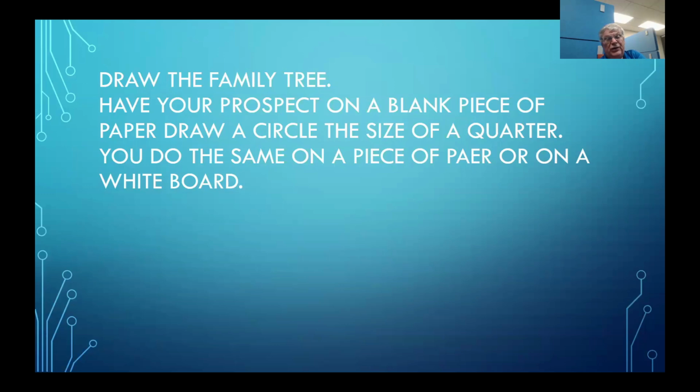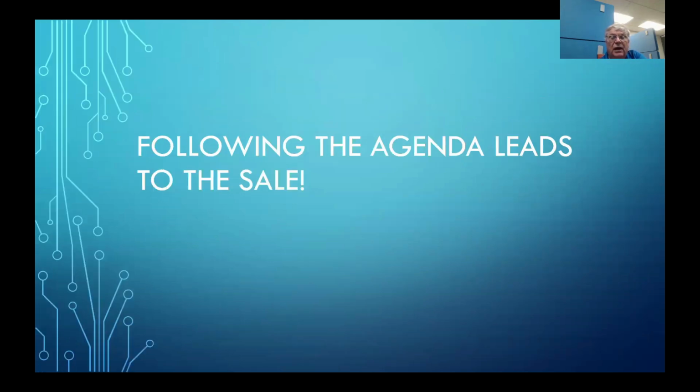So now you're just going to draw the family tree, and that means that they need to have a blank piece of paper. Or you can use a whiteboard on your Zoom call if you've got whiteboard capacity, and you can draw it for them. Have your prospect on a blank piece of paper draw a circle the size of a quarter, and they'll kind of giggle. Why are you doing that? You do the same on a piece of paper. Oh, there should be a P in there.